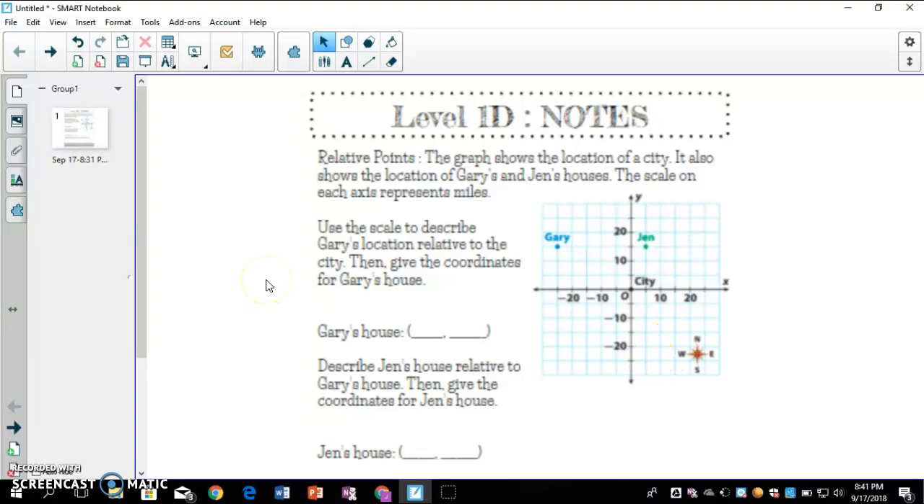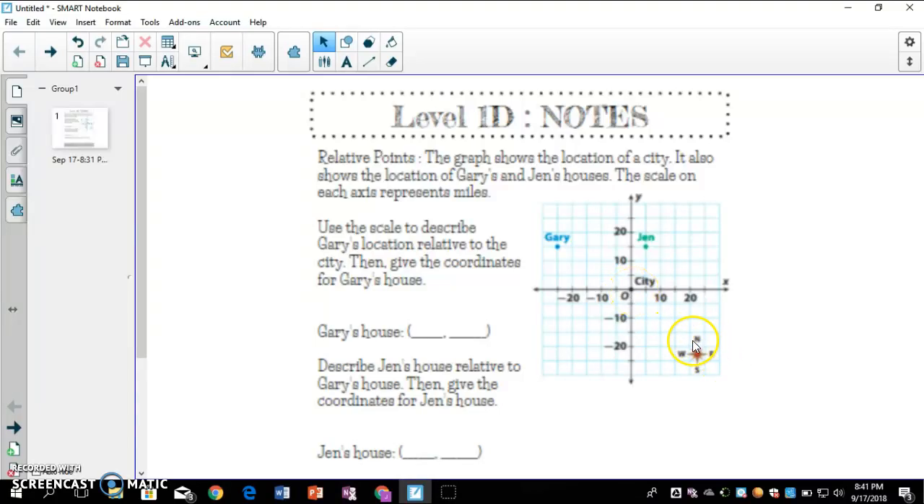The first thing we're asked is to use the scale to describe Gary's location relative to the city. Then give the coordinates for Gary's house. When I look at Gary's house, I'm looking at it relative to the city, so I'm going to start with the city and move my way to Gary's house. Let's start by moving on the x-axis because that's how we write our coordinates.